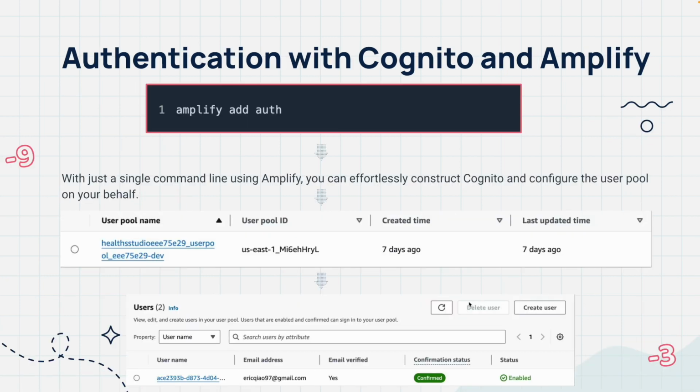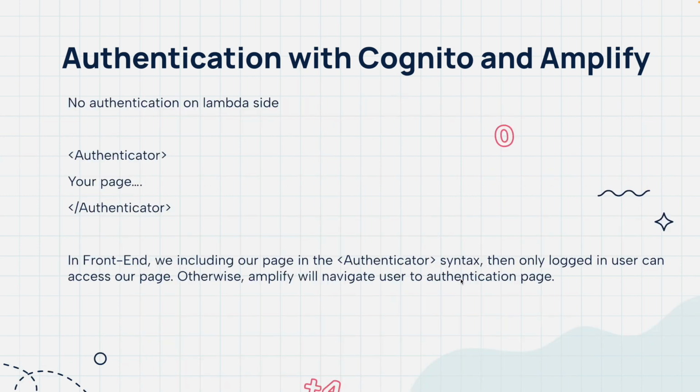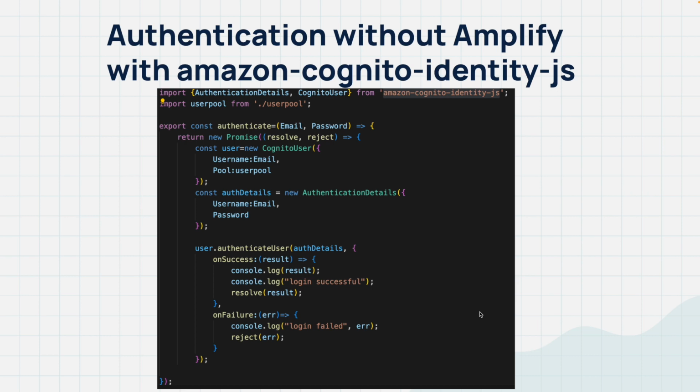Next, I implemented the authentication. At the very first place, I just used Amplify because it's very easy. You put everything in the authenticator syntax and Amplify handles everything for you. But this is not allowed for this final project. So I transferred from Amplify to a self-implemented authentication using Amazon Cognito Identity JS. This tool helps you implement everything yourself, including sign in, authentication, and sign up.